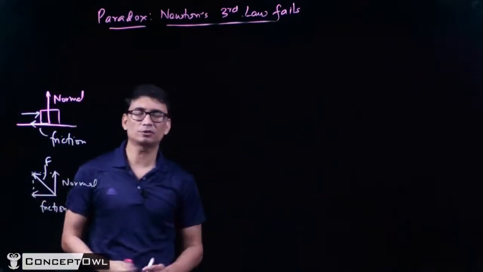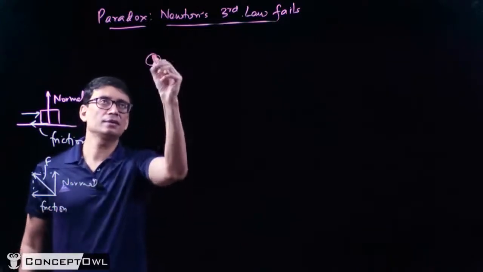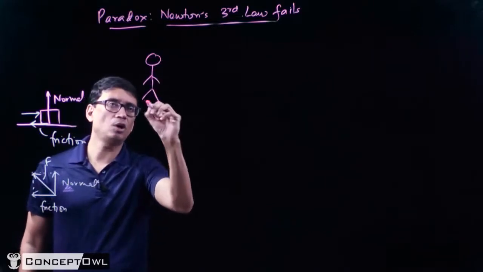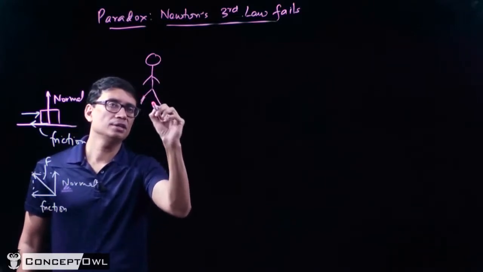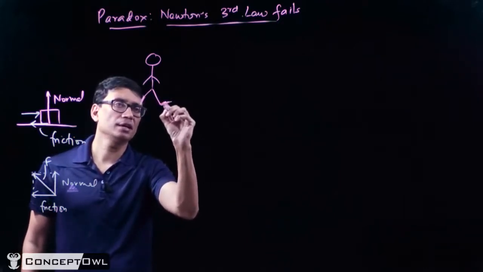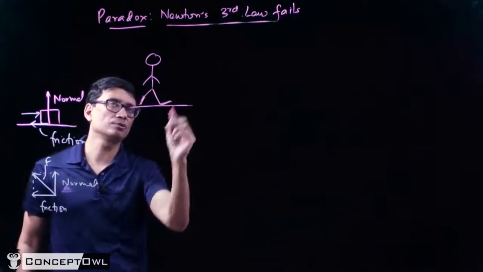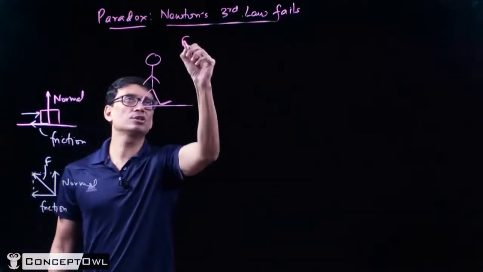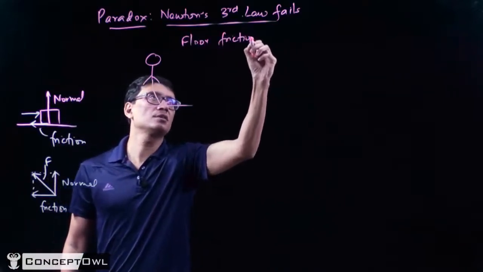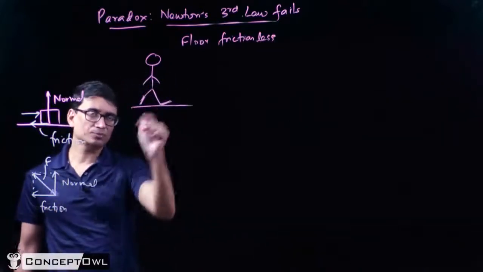Now here is a paradox. So let's say there is this guy, and this guy is walking, and he puts the front foot forward. This is a front foot. He puts the front foot forward at a certain angle, and this is the floor. Now the key thing is, the floor is frictionless. So now what happens?